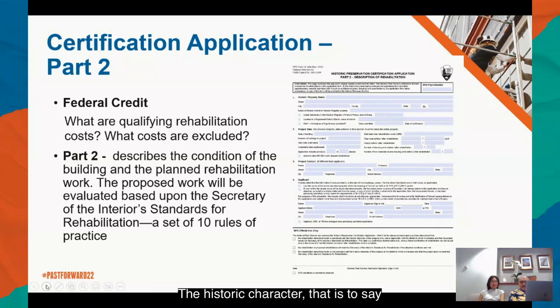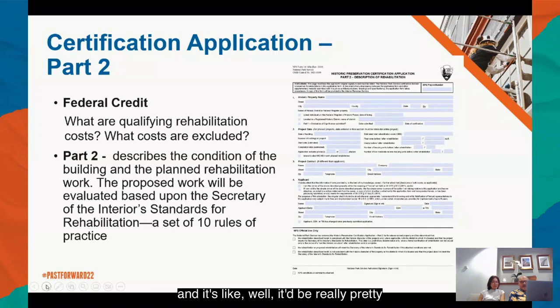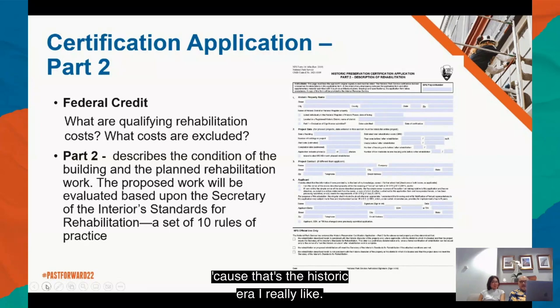The historic character, that is to say the character-defining features of the building, are supposed to be retained. Removal of historic materials or alteration of those character-defining features is to be avoided as far as possible. Each property is to be recognized as a physical record of its time and place. And changes that create a false sense of historical identity are just not allowable. So you can't take a building and say, well, it'd be really pretty if it looked more like this, because that's the historic era I really like. That's not acceptable.